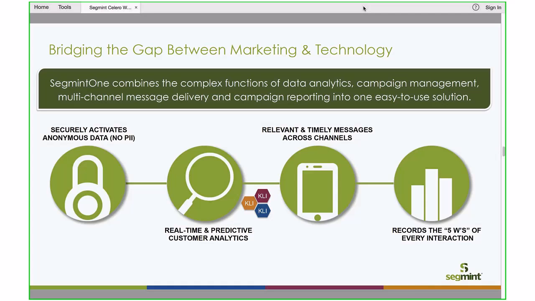It activates the data, assigns real-time KLIs, key lifestyle indicators, and helps you deliver messages in a relevant channel at a relevant time to individual members about what they need.